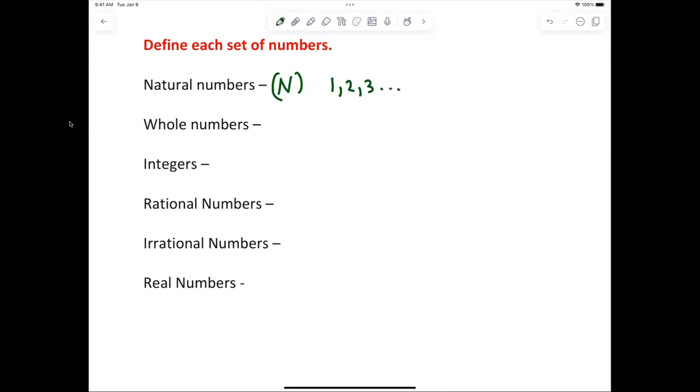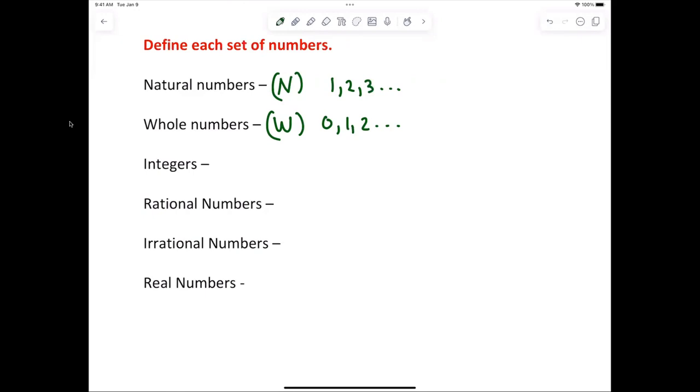Positive counting numbers. So whole numbers. Yes, good job. And we label that as a what? W, and we call it 0, 1, 2, ... What's the only difference between a natural number and a whole number? It's a 0. That's it.